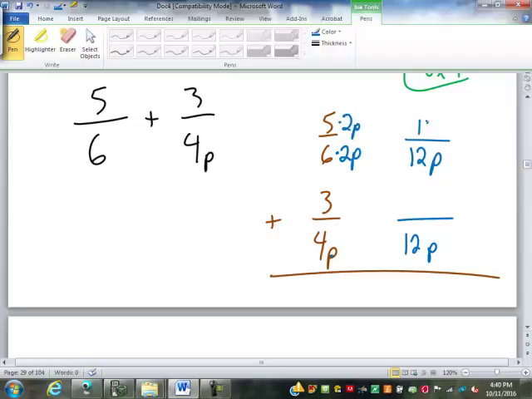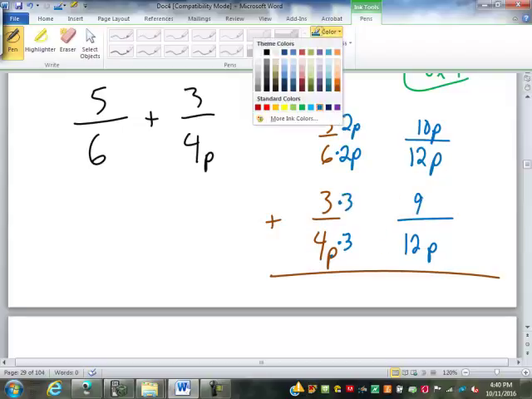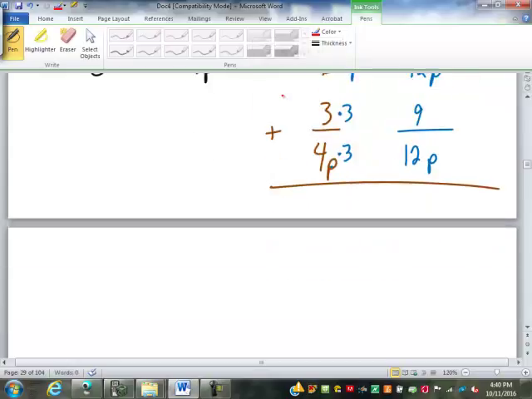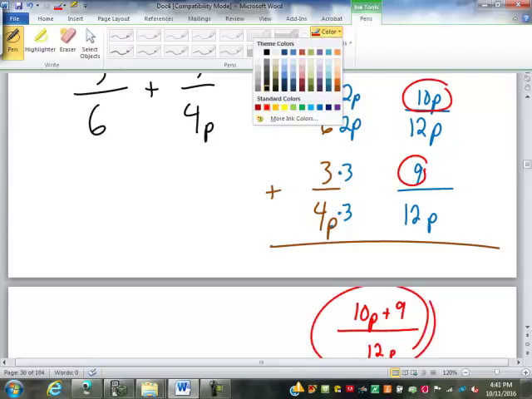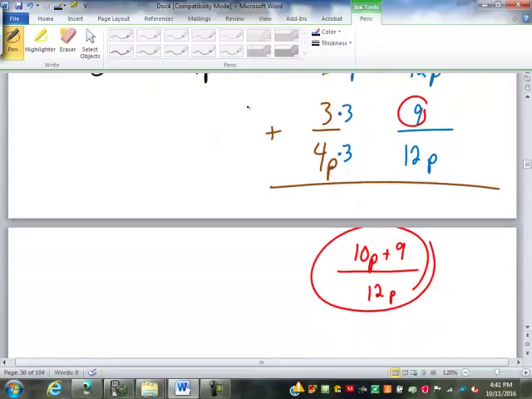So 5 times 2p is 10p. What do I multiply the 4 by to make it a 12? 3. It's already got a p, so I don't need to multiply by any variables. 3 times 3 makes 9. So now 10p over 12 plus 9 over 12, or 10p over 12p plus 9 over 12p. We add the numerators. 10p plus 9 is just 10p plus 9 all over 12p. Any questions so far? This looking familiar?